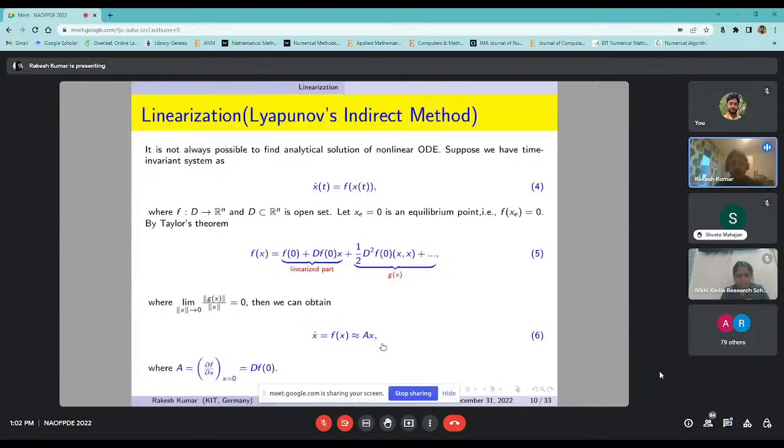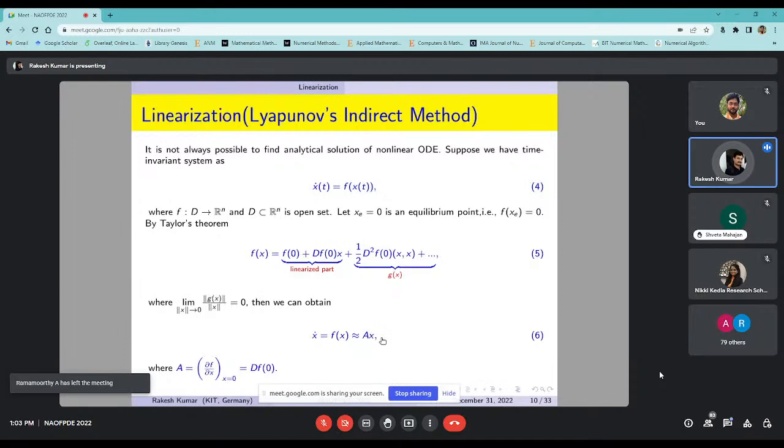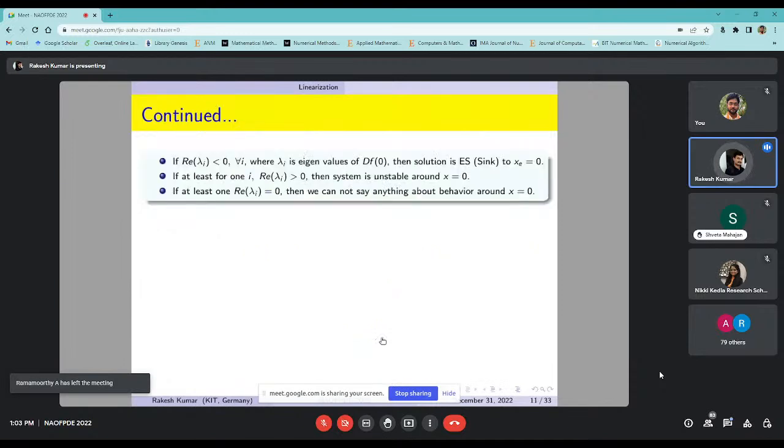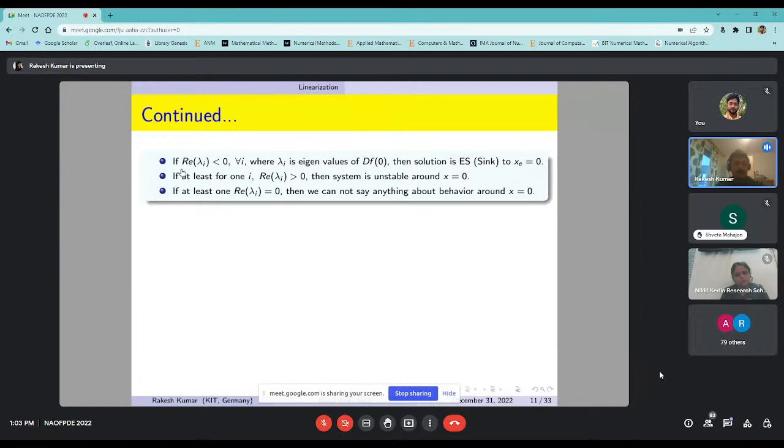Whether the solution is stable or not stable depends on the eigenvalues of this matrix. This is the first and very simple method to deal with stability and asymptotic stability: the linearization method. When we use the linearization method, we can say whether the system is stable or not stable. As I said, you have that matrix using Jacobian differentiation, the Jacobian matrix.